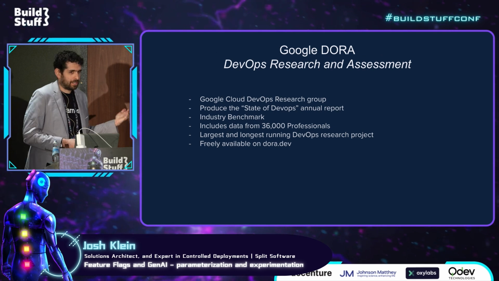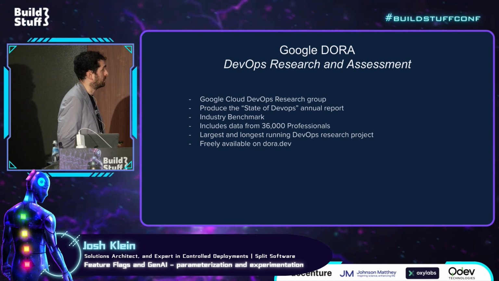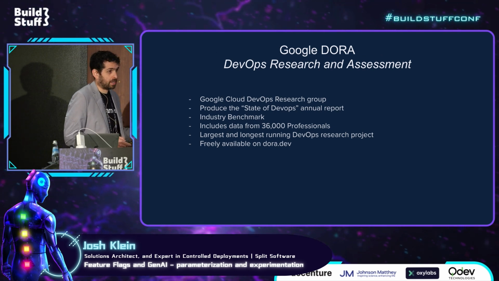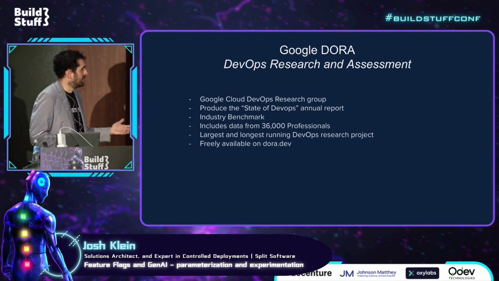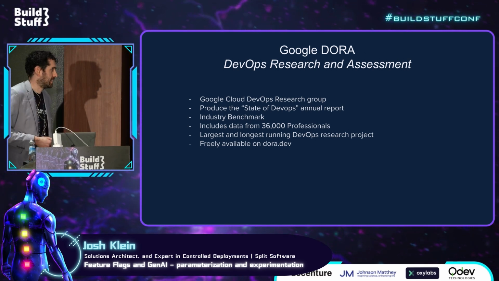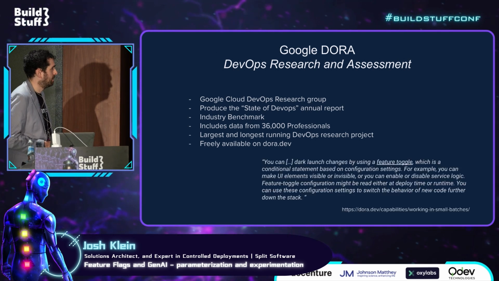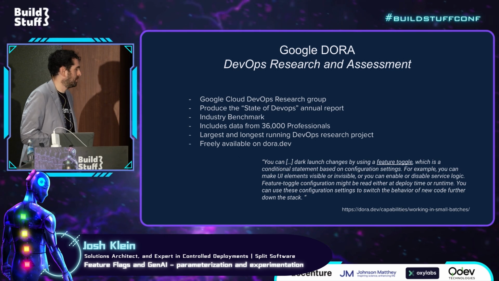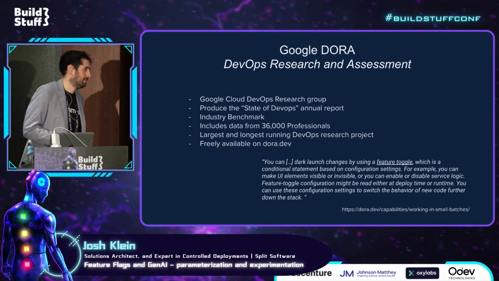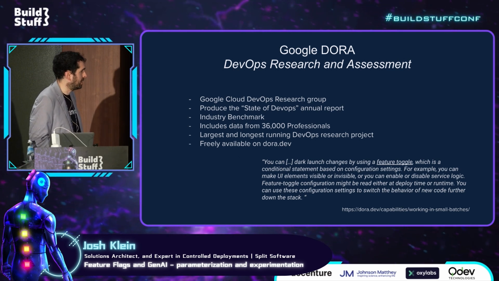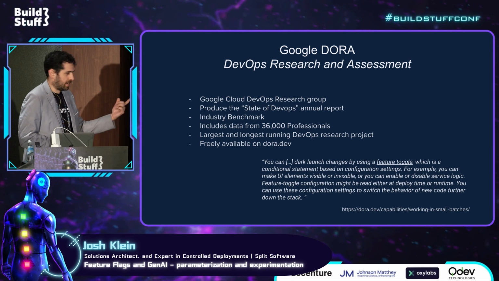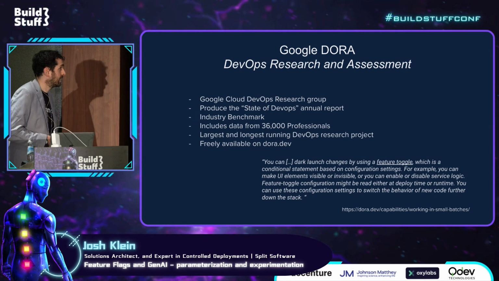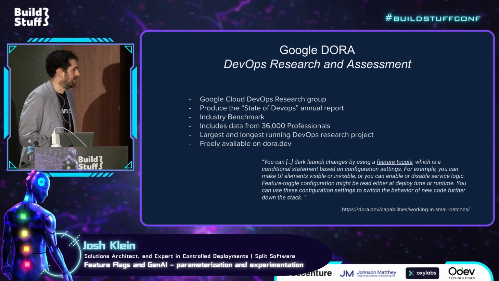So yeah, I talked a little bit about this earlier. Google's DevOps Research and Assessment, their DORA group, they survey 36,000 professionals, and it's freely available on Dora.dev, and the quote here is where they talk about the importance of feature flags or feature toggles. This is the kind of dark launch, which is the release feature flag. So check out Dora.dev, it's pretty cool.